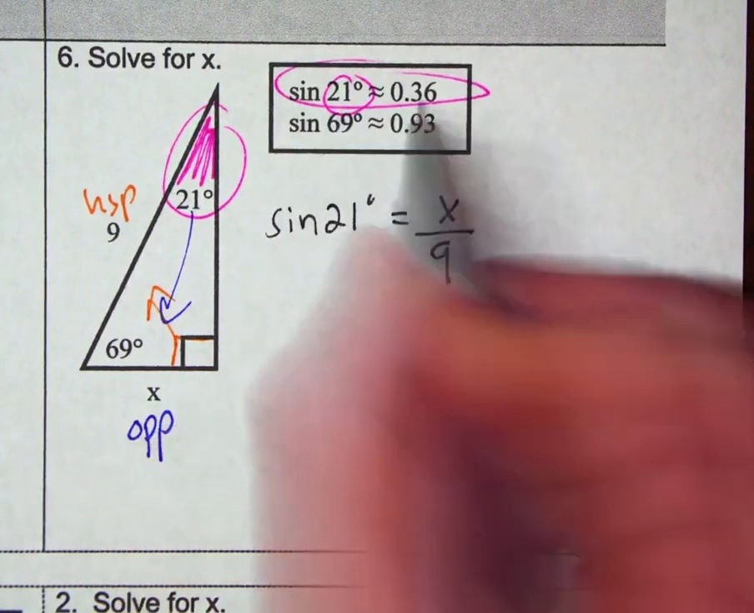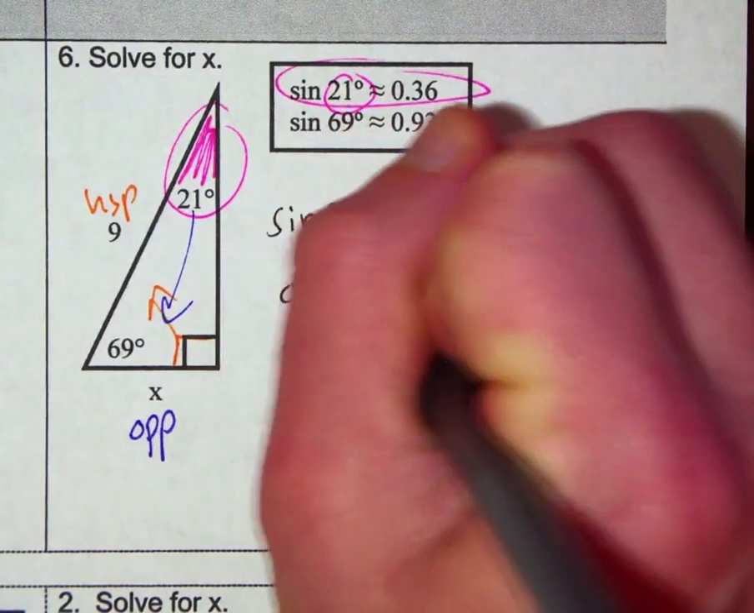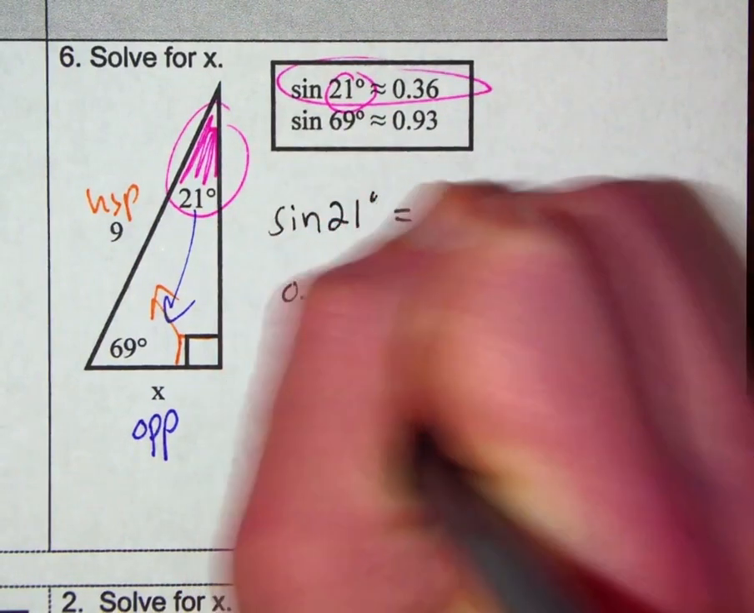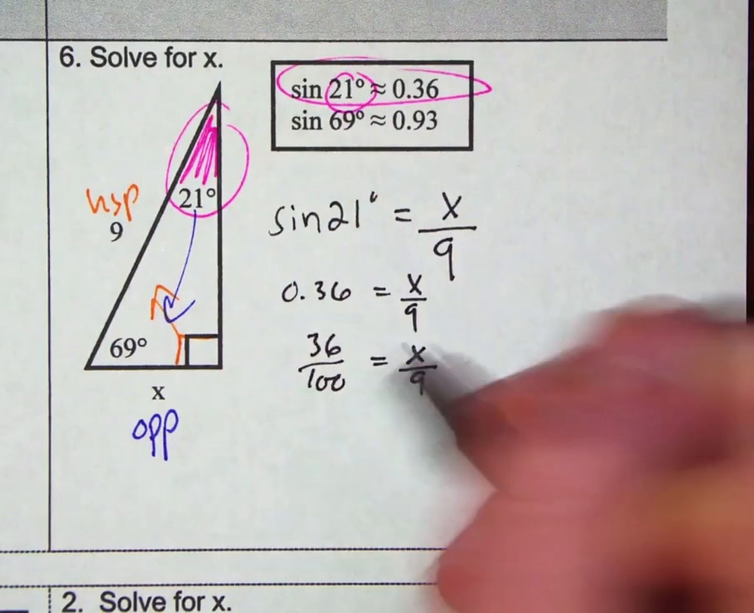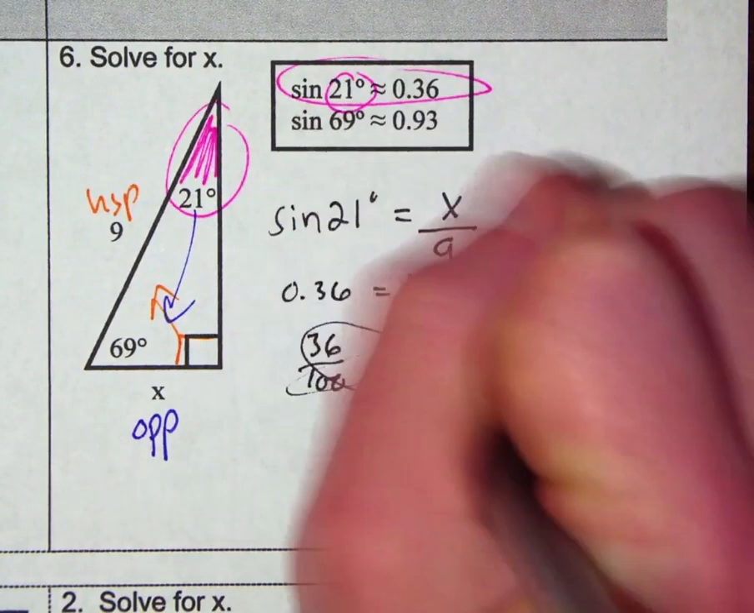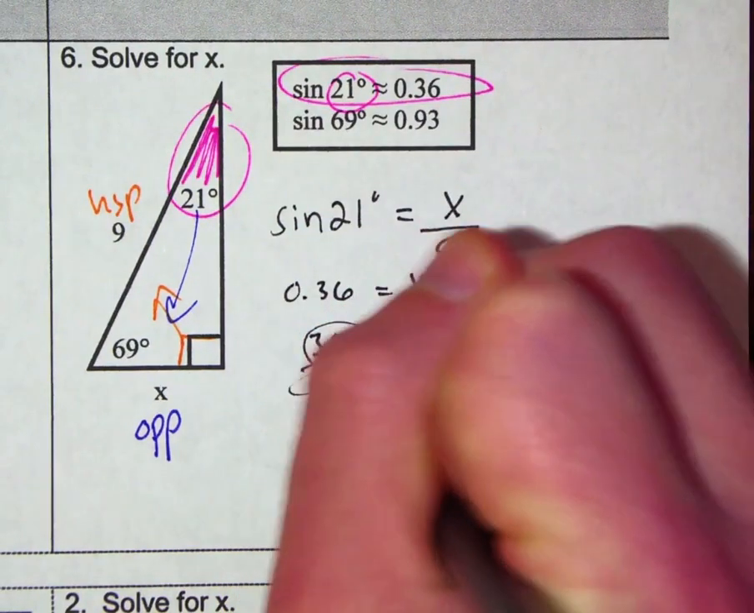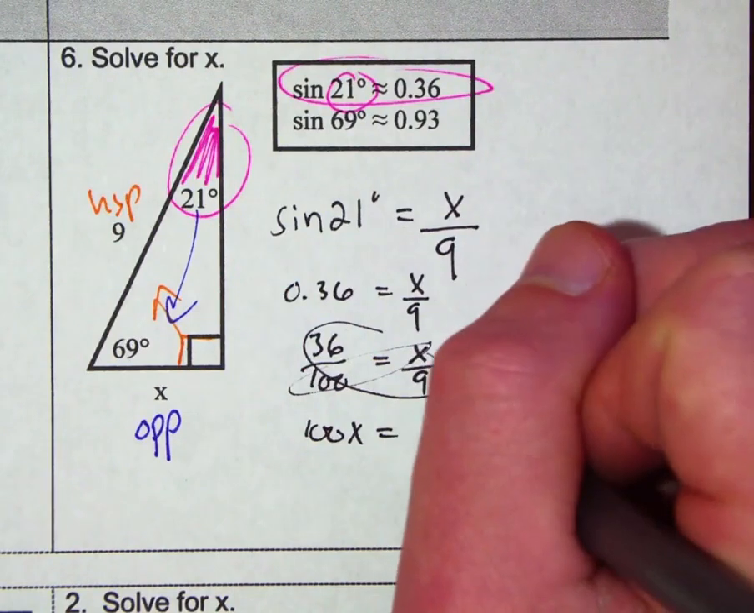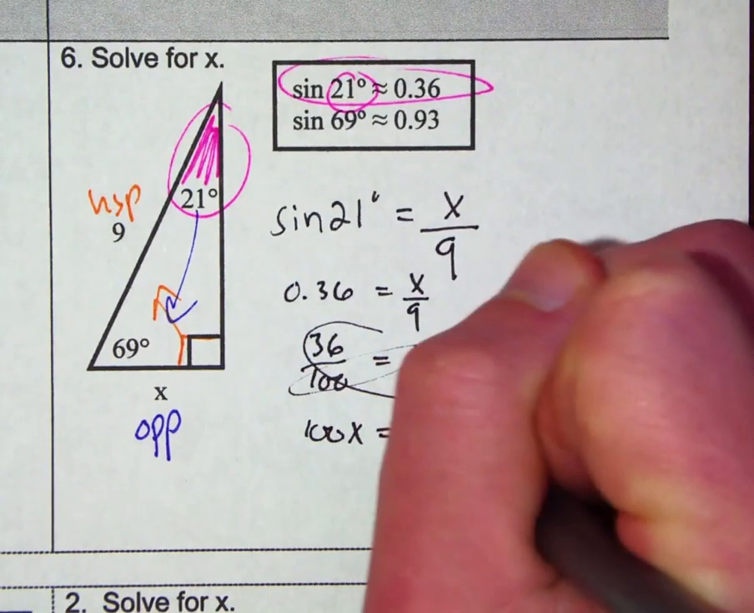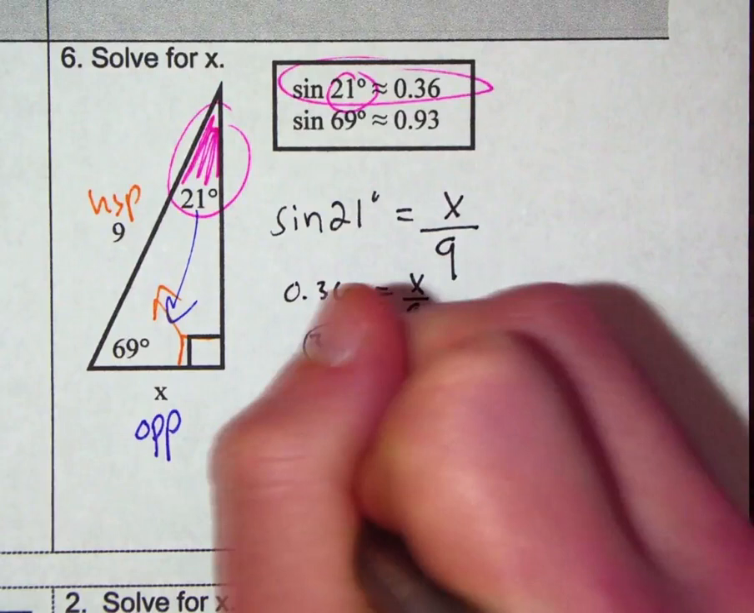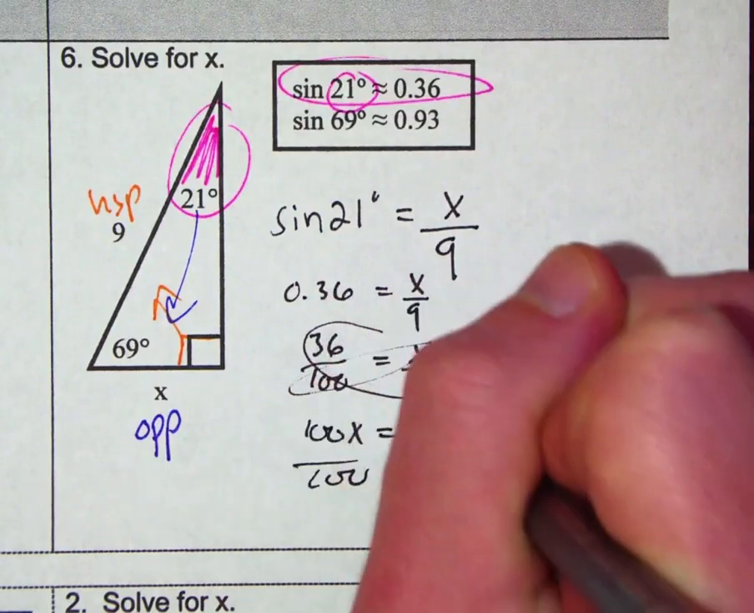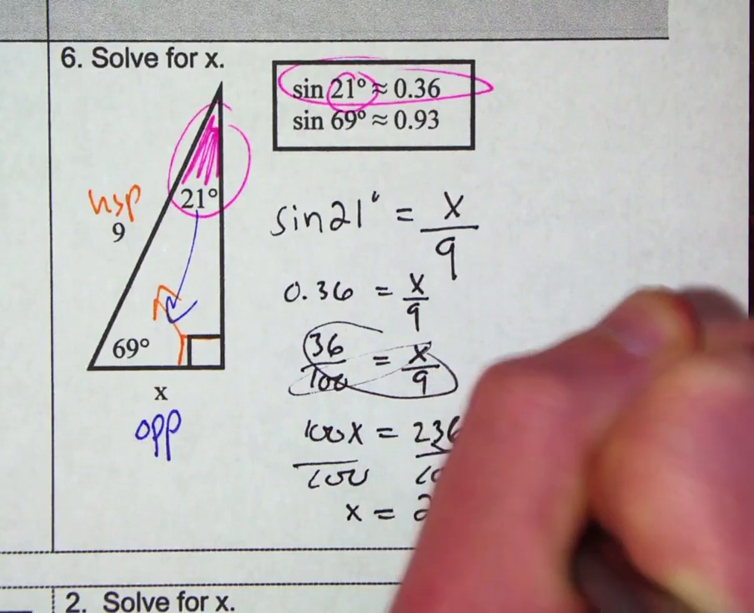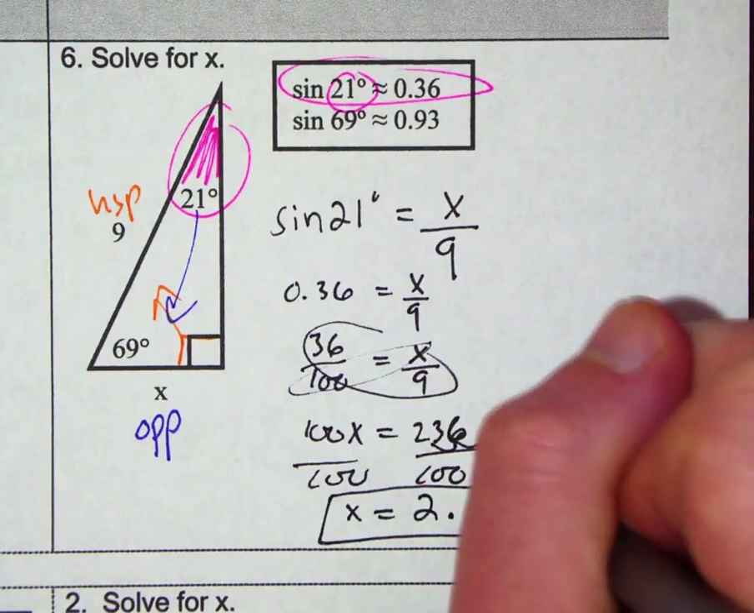Sine of 21 is what? 36/100. Well, now we can go ahead and write that 36/100 as a fraction. I notice I love getting 100x, so I'm not going to reduce first. We get 100x. 9 times 36 I might have to go do. That's going to be 180 and 56, so I think it's 236 if I have it right. And then when we divide both sides by 100, we luck out. We can move the decimal point twice. And we're good to go.